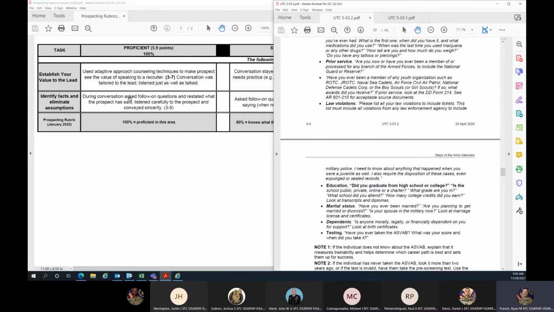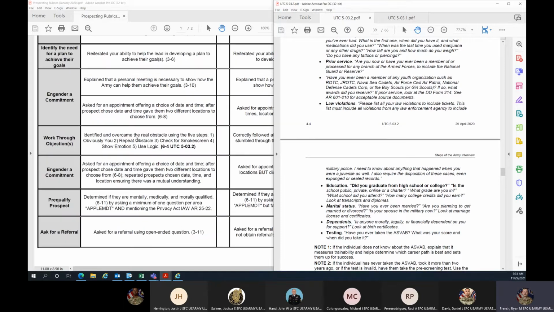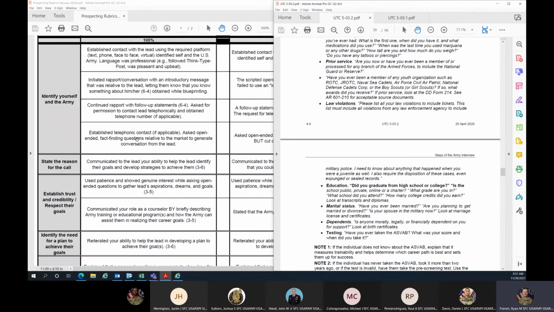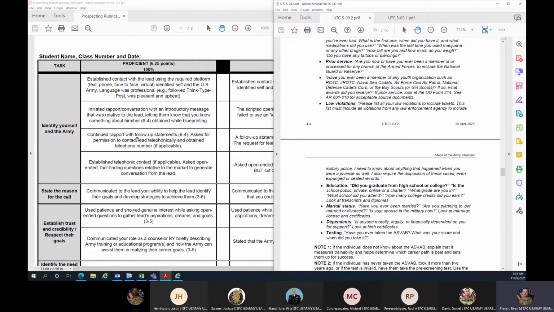During the conversation, ask follow-on questions, restate what the prospect had said, listen carefully to the prospect, convey sincerity. That's just paying attention, right? That's active listening throughout the process and adjusting how you're reacting and what you're saying to that lead off of what they're telling you their goal, passion, dream, or desire is. So that's a brief rundown of the rubric. At this point, I'll open it up to questions from you guys of anything you want to know about how it's going to go.